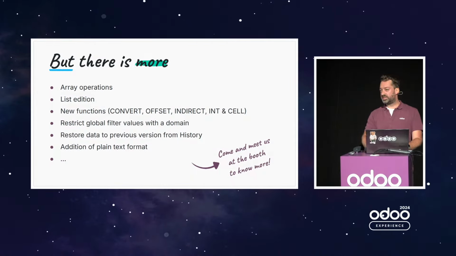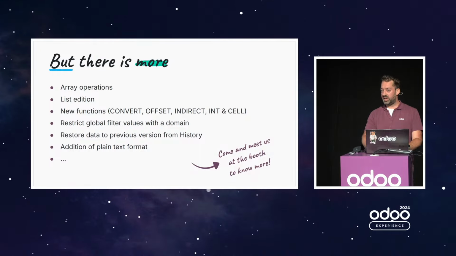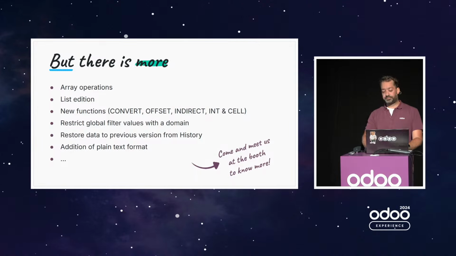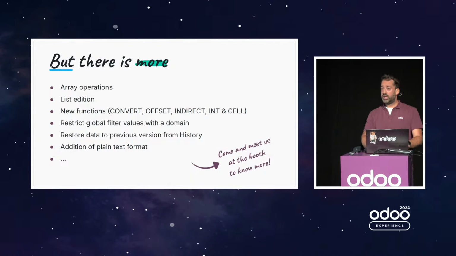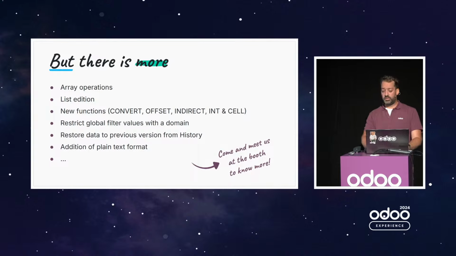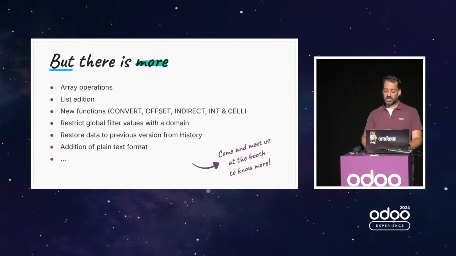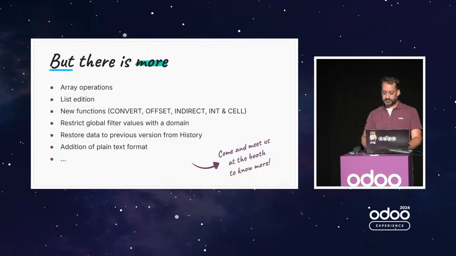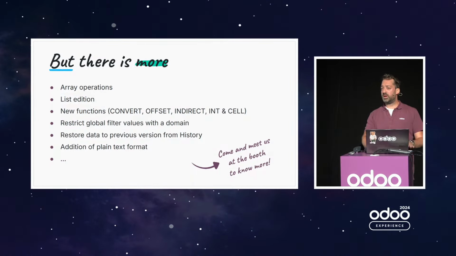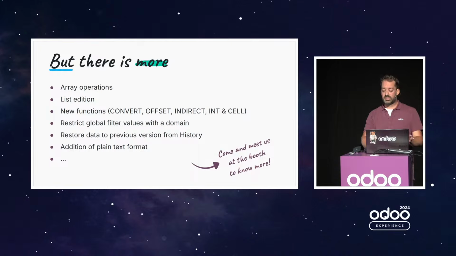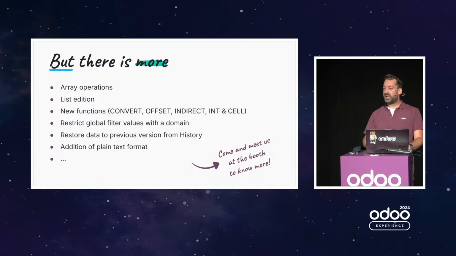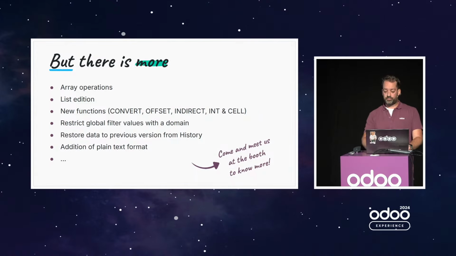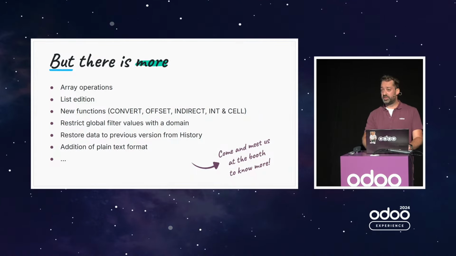From the version history, you can restore previous data. Let's say you are collaborating in a spreadsheet and someone messed up. You can easily go back in the version history and restore this version. And you can also add a plain text format, for instance. So we have many, many things available. We released a lot of things. So if you have questions on that, I invite you to come and join us at the booth. And we will help you understand better what we did.